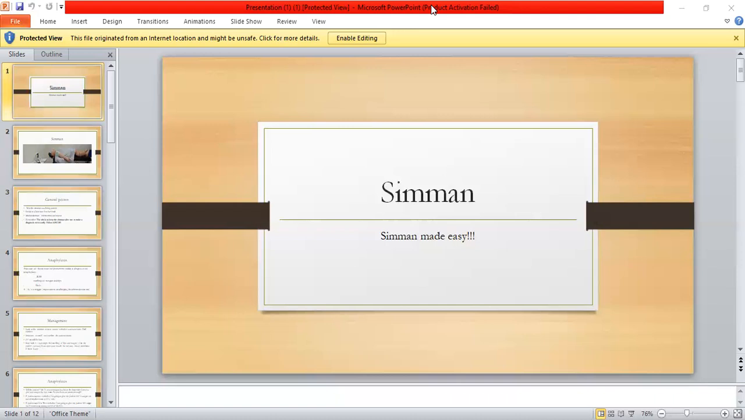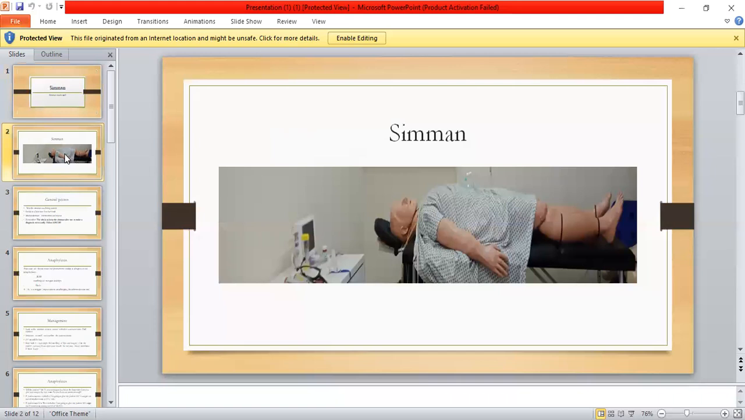Let me show you how a Simman usually looks. So this is how a Simman will look in the exam. It will be either a Simman or a Simwoman, and it talks to you, it replies to you. Someone else is replying, it's not a recorded sound. I don't know, they have connected a system or something, but it talks to you.